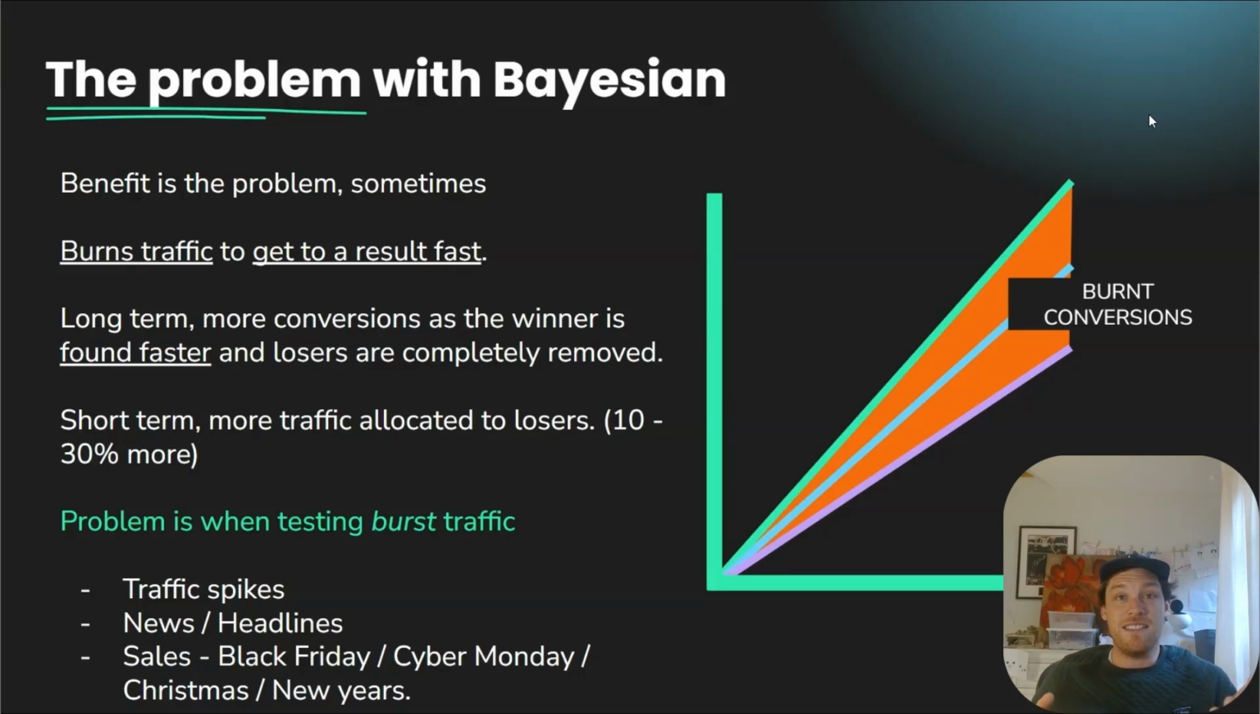Short term, as you see in this graph here with the orange zone, there's about 10 to 30% more traffic allocated to these losers than there would be with the multi-armed bandit or dynamic traffic mode. So that problem is not a problem unless you have very bursty short-term traffic. So a traffic spike like a headline or a sale like Cyber Monday, Black Friday, Christmas, New Year's, whatever sales you're having, if you're going to have a large spike in traffic during a test, there's not much point waiting until the end of the test if you're not going to get that level of traffic again. You've collected the data, but it's too late to use it.